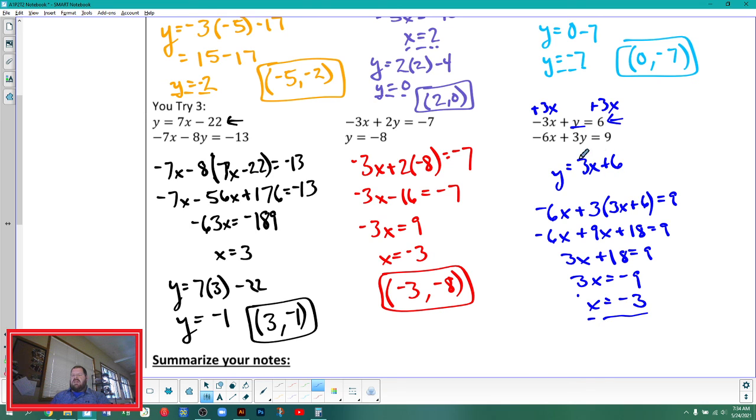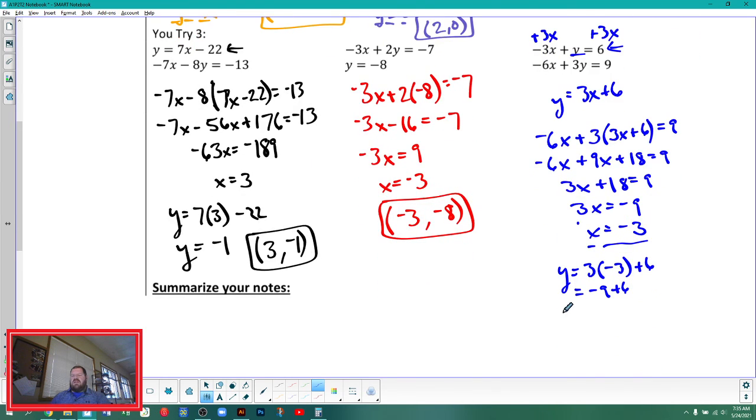And now I'm going to put that into my kind of modified equation here. y equals 3 times negative 3 plus 6. 3 times negative 3 is negative 9. And negative 9 plus 6 is going to give me y equals negative 3. It's okay to get the same answer for x and y. Just trust it.